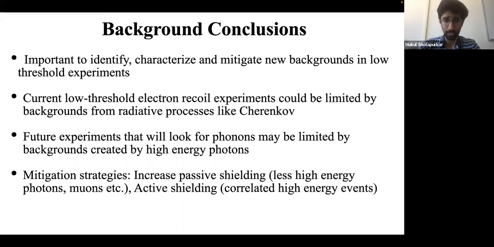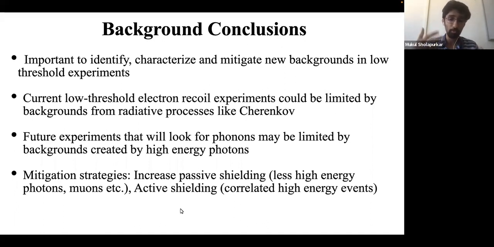And now, once these backgrounds have been identified, there are of course some clear mitigation strategies one can pursue. So the first obvious thing is just increasing passive shielding, putting more shielding, going more underground, and so on. So that will just mean less high energy stuff is going in. You have fewer high energy photons, muons, neutrons, etc. going through. So at the end of the day, these low energy backgrounds are correlated with some high energy stuff that is coming in. So just increasing passive shielding will decrease these backgrounds.